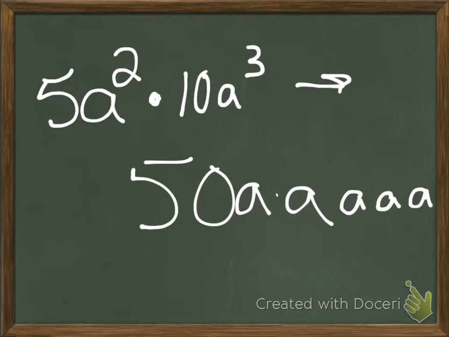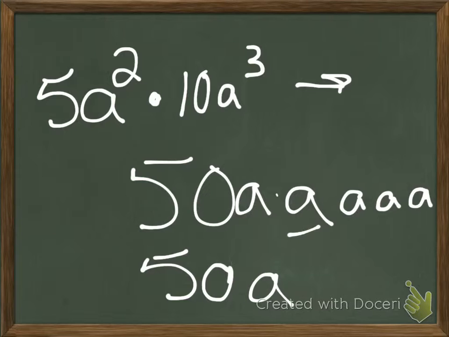No, what's wrong with it? There's no exponent, right? Yeah. I need to make an exponent. So how do I know what my exponent's going to be? I gotta count them, right? Once I count them, that tells me that it's going to be 50 A to the power of what? 5, because there's 5 A's. Good.